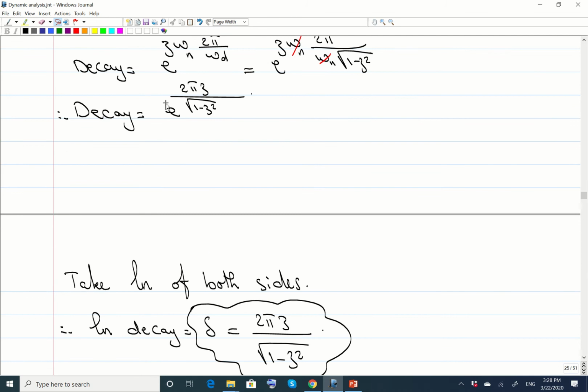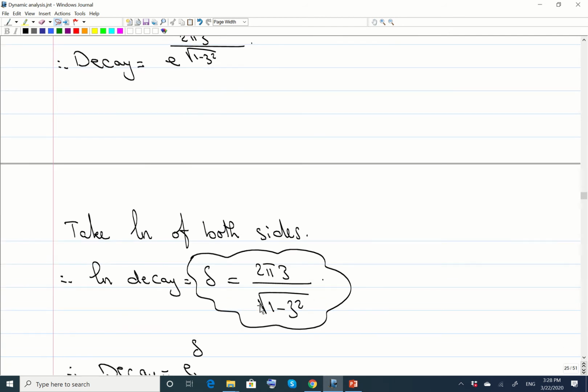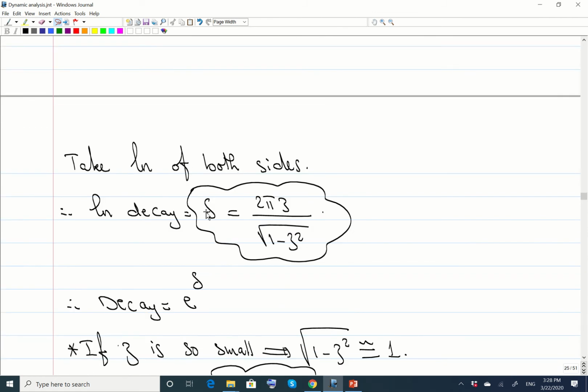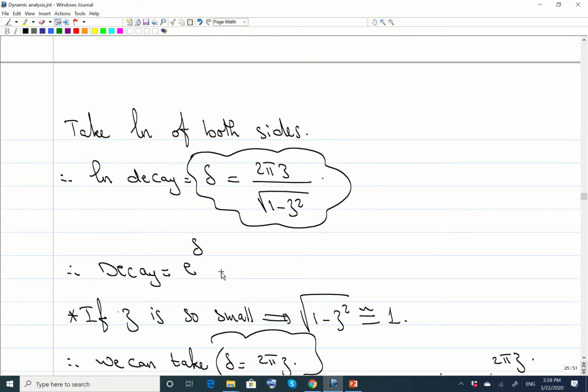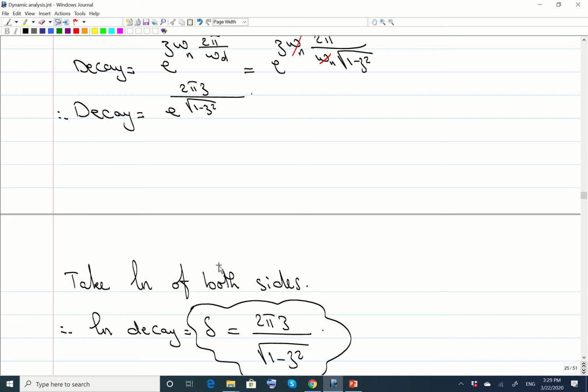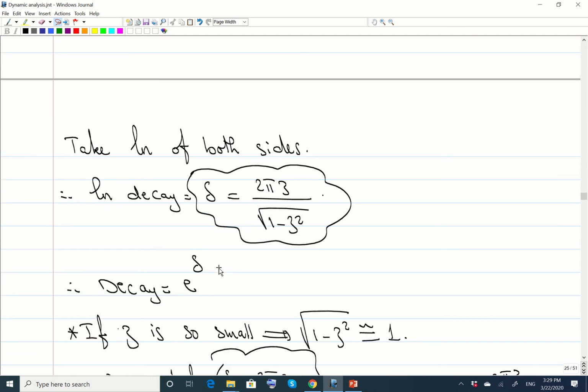So taking the ln of both sides, ln e power something is that something directly. So ln the decay is ln e power delta over here, and delta is 2 pi zeta divided by square root 1 minus zeta squared. Okay, so the decay is e power delta here. This is the decay in one cycle. Okay, the decay here is measured as the larger peak divided by the smaller peak that comes after a period after it in time.